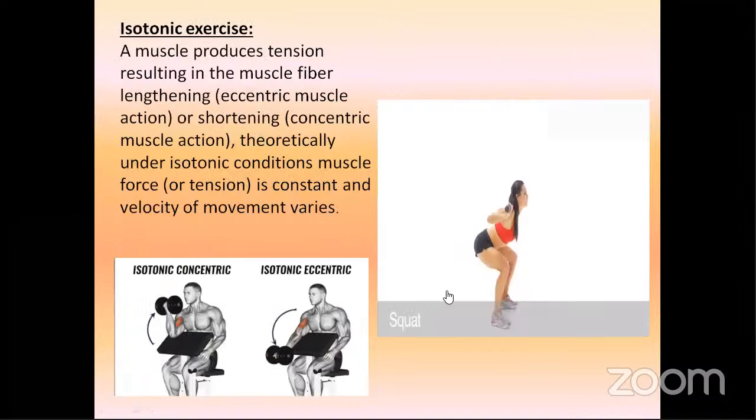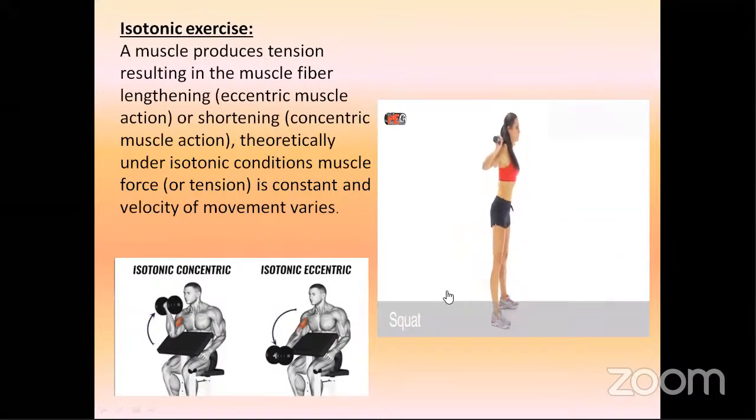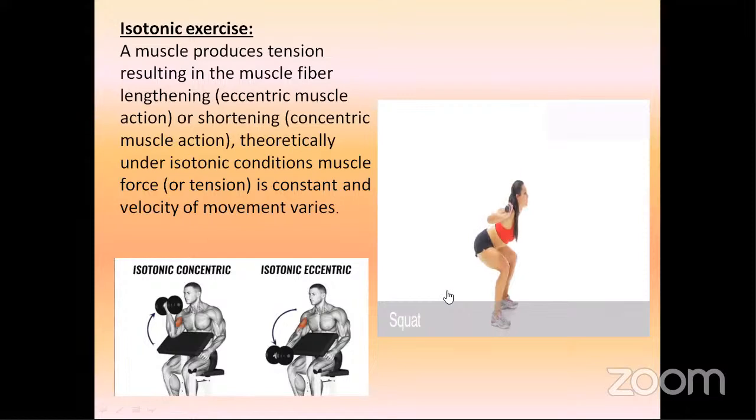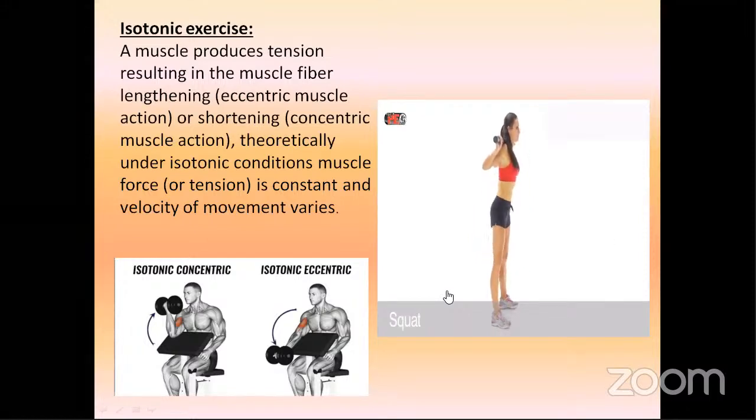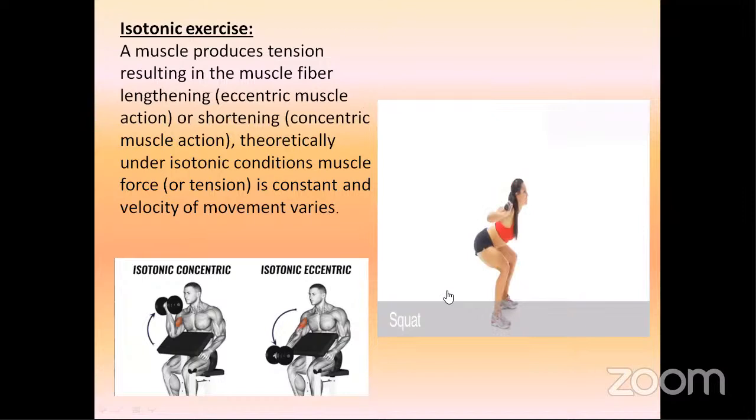In isotonic exercise, a muscle produces tension resulting in the muscle fiber lengthening or shortening. Theoretically, under isotonic conditions, muscle force or tension is constant and velocity of movement varies. So in isotonic exercise, the length of the muscle changes, but the tension of the muscle does not change. In isotonic exercise, there are two types of contractions present. They are concentric contraction and eccentric contraction.